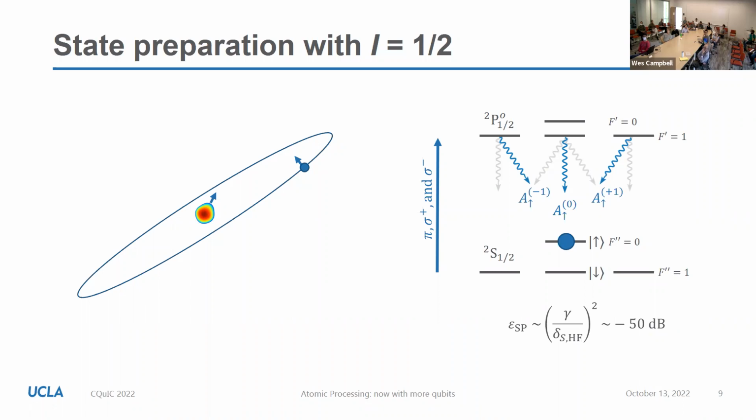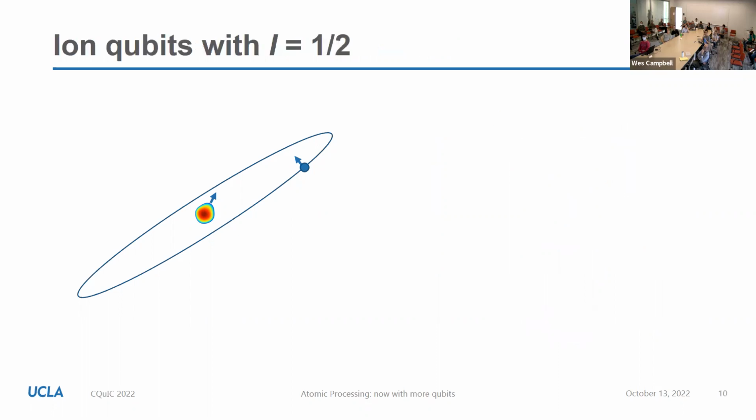We just need to know the color of that laser. And if we set it to within about a megahertz of where it needs to be, we can do this with an error of about minus 50 dB. It's like five nines of fidelity. It's easy, it's fast, it's high fidelity.